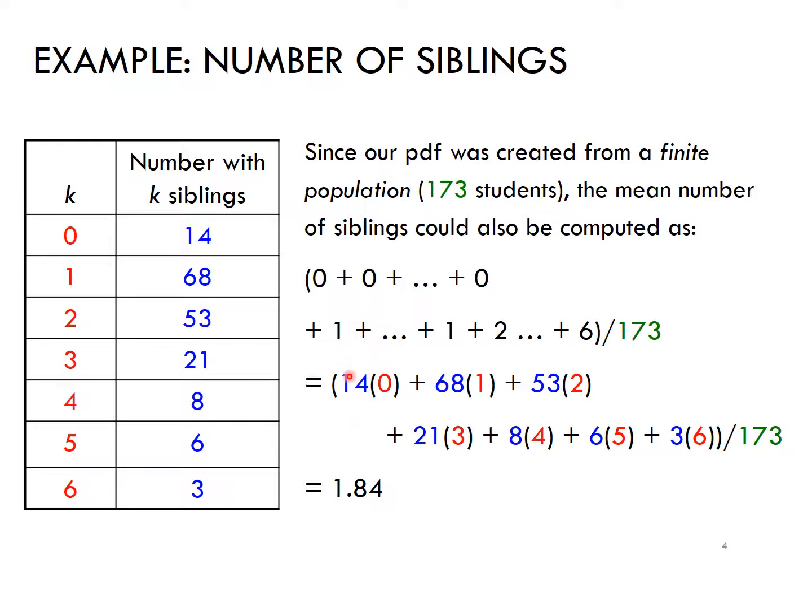I could simplify that math just a little bit here in this second equation by taking the number of students times their number of siblings and adding that up for each of my number of siblings. And I get the same answer of 1.84. This will only work for finite populations, where I can actually count how many people are in the population. Also note that this probability distribution only goes up to 6 siblings, which may not be realistic in the real world.